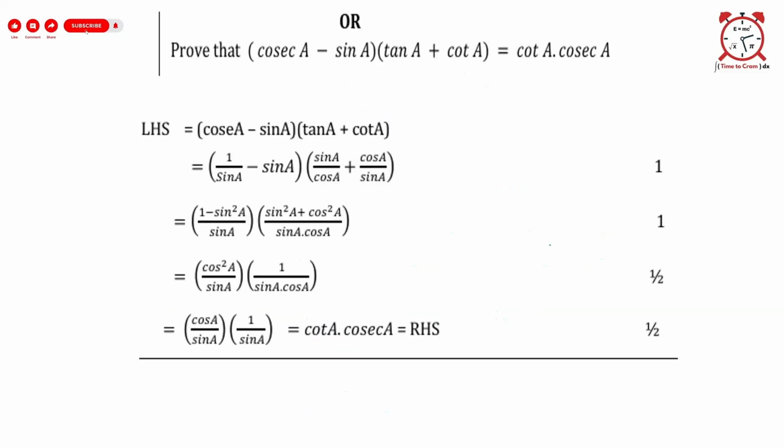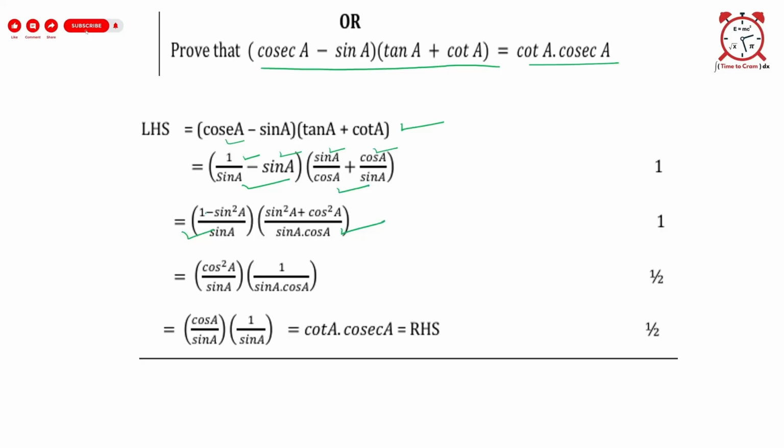Next, again the internal option. Prove that (cosec a minus sine a) into the bracket (tan a plus cot a) equals cot a into cosec a. Let us begin with the given LHS. Convert all the trigonometric ratios into simpler form of sine and cosine. So cosec a equals 1 upon sine a as it is, tan a equals sine a upon cos a, and cot a equals cos a upon sine a. Here take the LCM, then you will get it in that way. Here also take the LCM, then we will get it in that way.